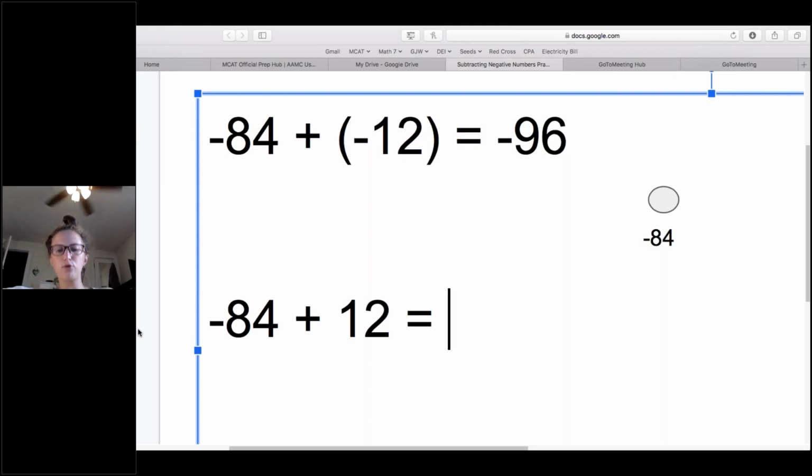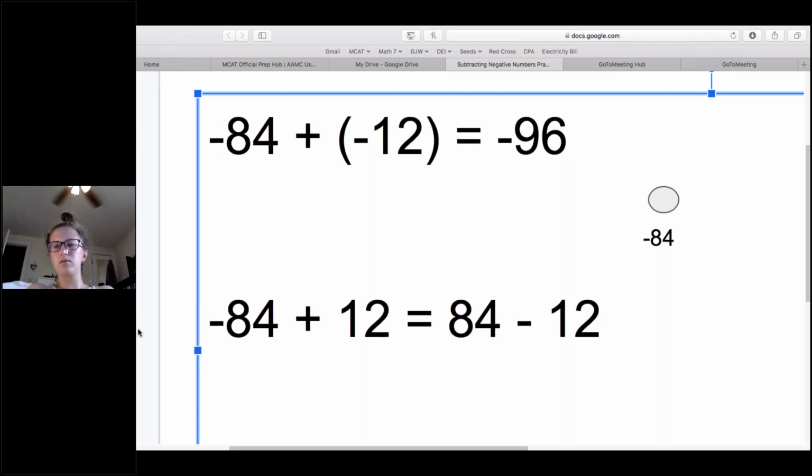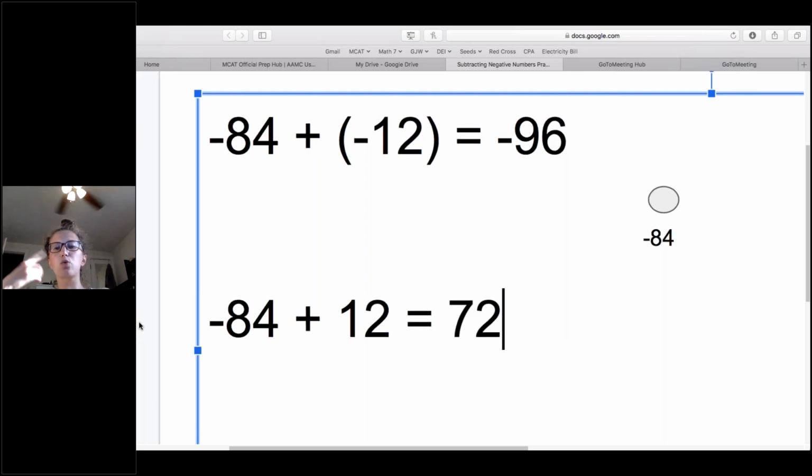96. But it's like 84 minus 12. Okay, so that's 72. So yeah, unlike the last one where I said think about both of them as positive numbers and add them, in this one, I have to think about them both as positive numbers and subtract them. And the rule is different because the signs are different.